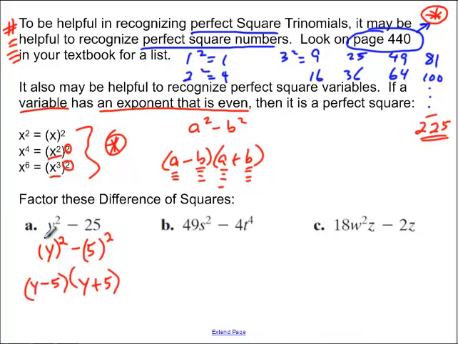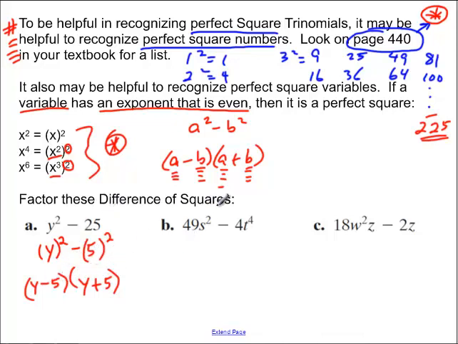And I'm going to go through these steps just to make sure that we understand that this y squared is a y squared, and that's our base, and the base goes over here and here. 25 is 5 squared, and the 5 is our base. The b goes right there and right there. And because it's separated by subtraction, we can do this.